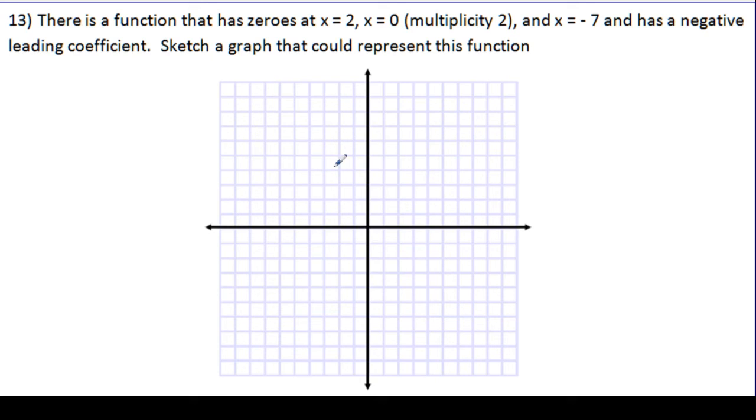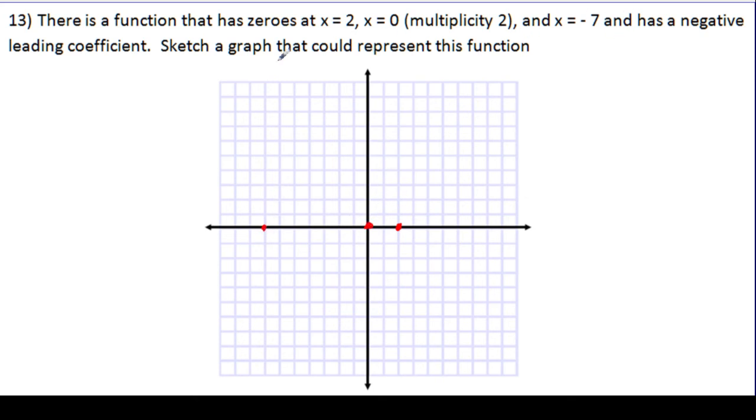Okay, so this is pretty straightforward. We can say x equals 2. Let's put that on the graph. Remember, zeros are really x-intercepts when we're on the graph. Okay, x equals 0, and x equals negative 7. That's way over here.